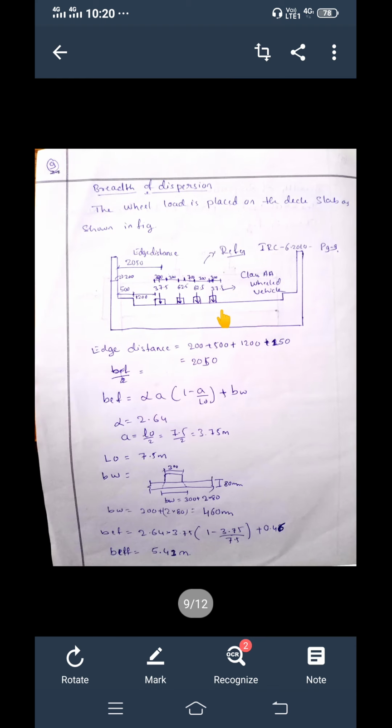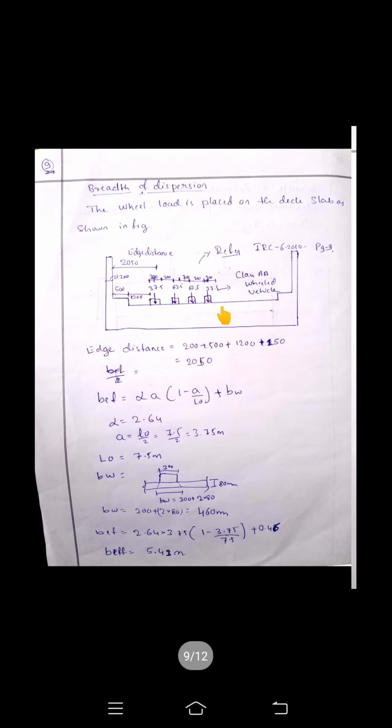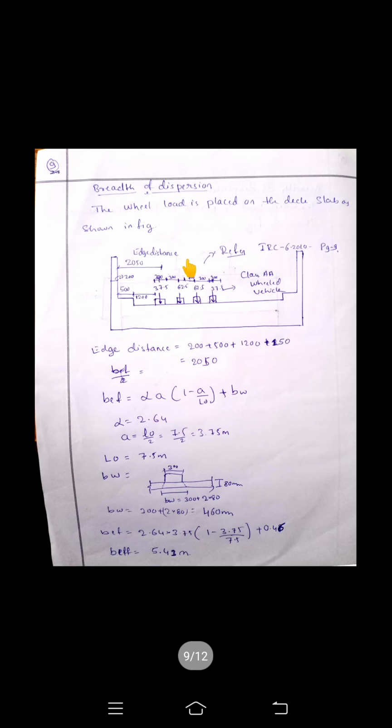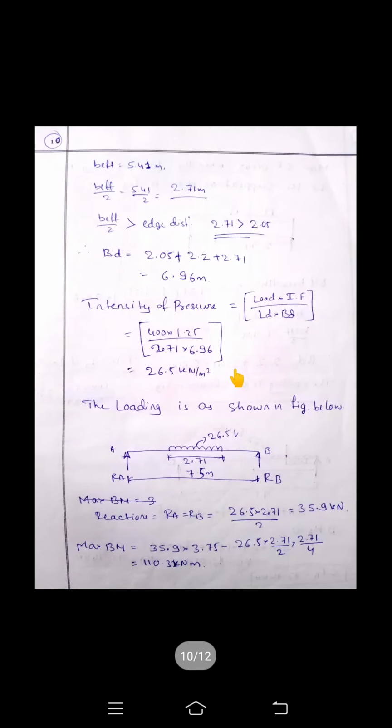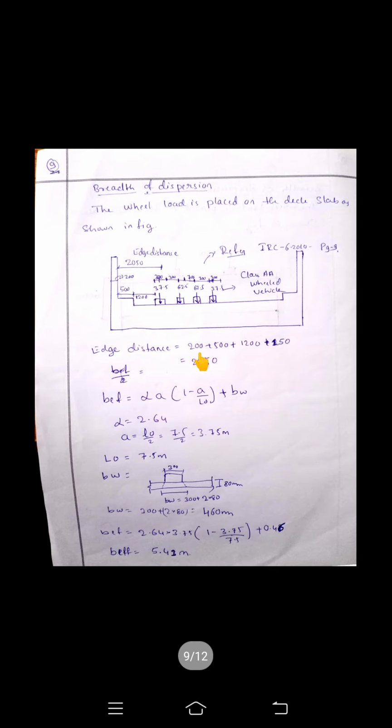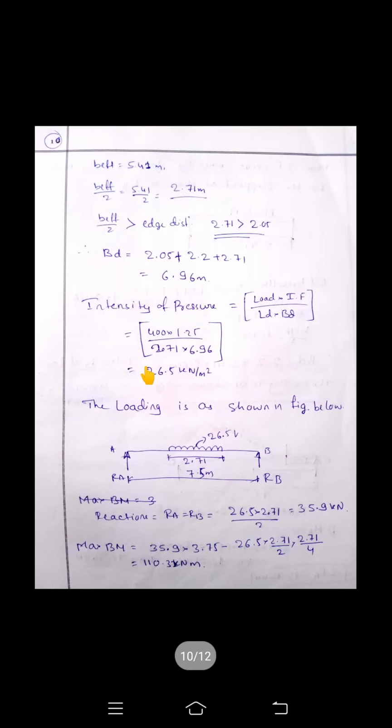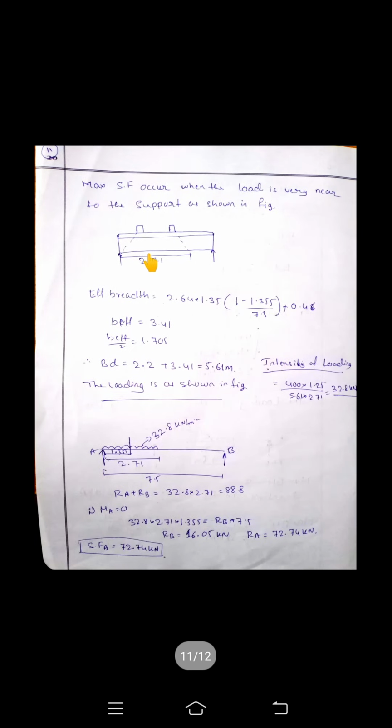Means from one wheel, this is the dispersion. Okay, this is the dispersion. Not from one wheel, this is total. From this to this, this is the dispersion. It is 5.41. Okay, so now we have taken half of that one. Means from the center of this wheel to the effective breadth of dispersion, the distance required is 2.71. Okay, so that much nearer we should keep the vehicle.